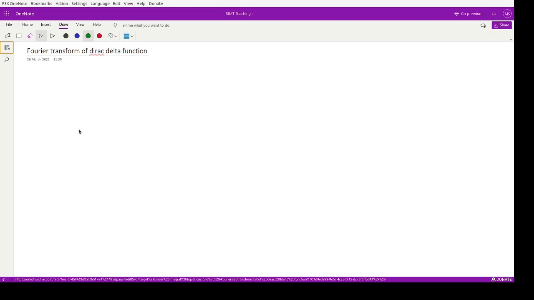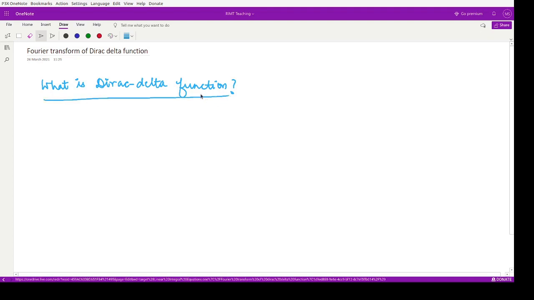To calculate the Fourier transform of the Dirac-delta function, this D should be capital because this is the name of the person, Dirac. And this delta function was defined by Dirac. So let us first see what is the Dirac-delta function, and how can we define this?